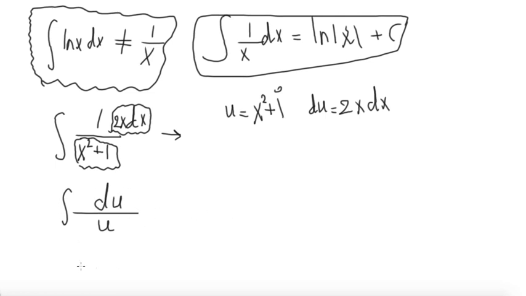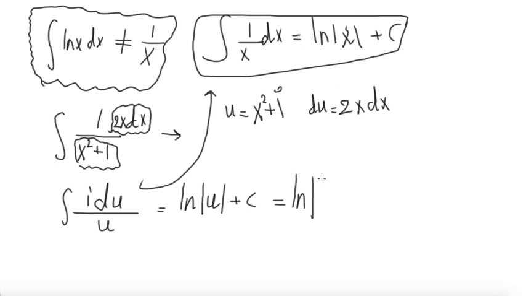For sure we know that we have 1 over u, so it is 1 over u du. The integration of this one, we know by definition, equals ln of absolute u plus c, which is equal to ln of absolute x squared plus 1 plus c. So this is the result.